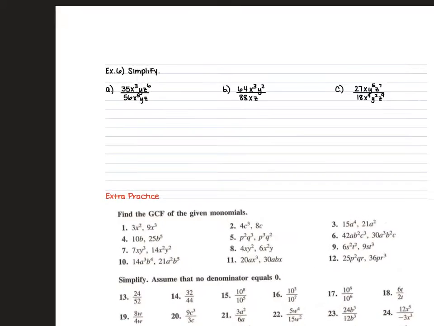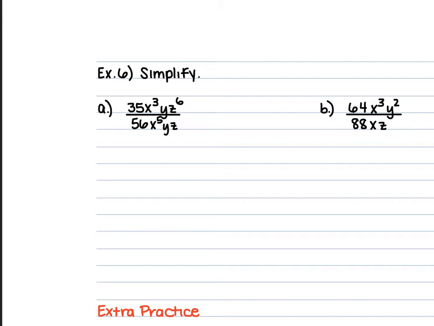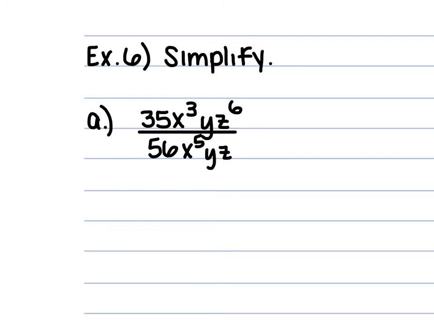For our next set of examples, we are simplifying with a little bit bigger numbers and bigger powers. So we have, for A, 35x to the 3rd power, yz to the 6th power, over 56x to the 5th power, yz. We're going to divide both the 35 and the 56 by 7. This 35 is going to become a 5. This 56 becomes an 8.